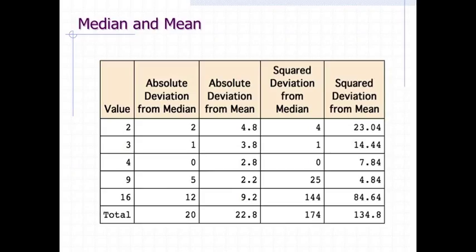By looking at the last row, you can see that the sum of absolute deviations from the median is smaller than the sum of absolute deviations from the mean. This will always be the case since the median minimizes the sum of absolute deviations. On the other hand, the sum of squared deviations from the median is larger than the sum of squared deviations from the mean. This is the case because the mean minimizes the sum of squared deviations.